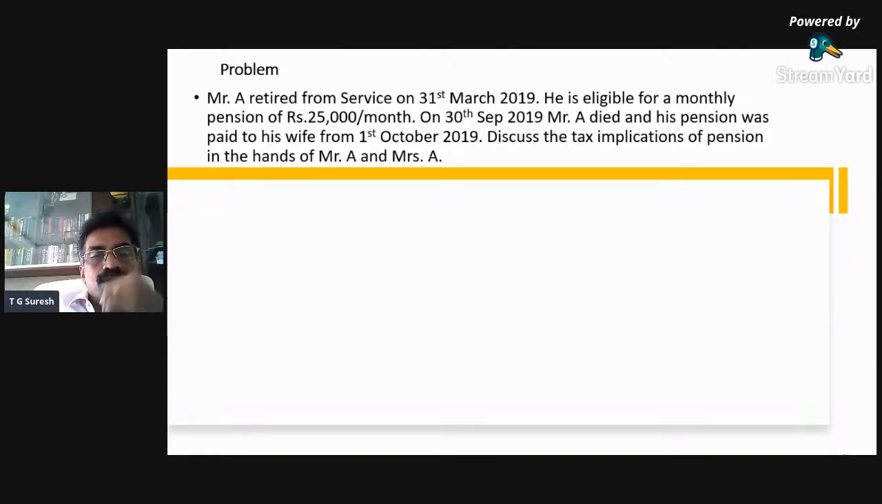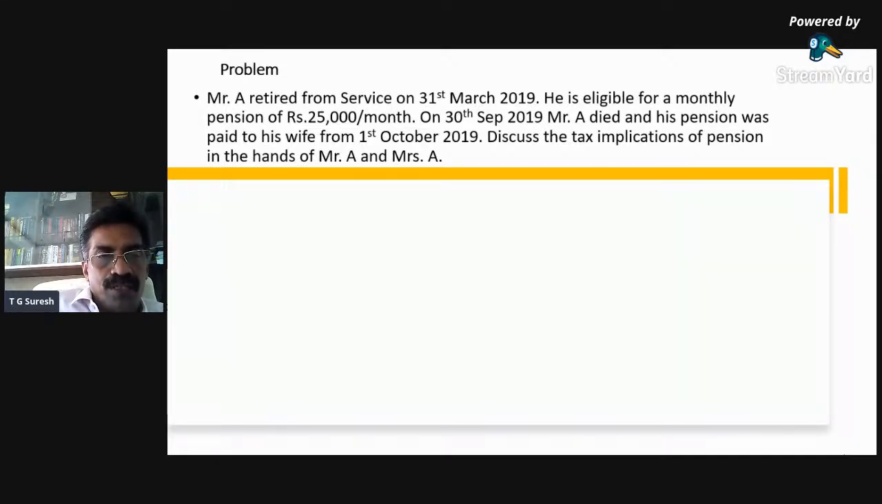On 30th September 2019, A died and his pension was paid to his wife from 1st October 2019. So discuss the tax implications of the pension in the hands of Mr. A and Mrs. A. What I have tried in this question is that A is going to get the pension from April to September. For A, the income will be taxable under the head salaries. Because the income is taxed under the head salaries, he will be eligible for standard deduction under section 16(1)(a).